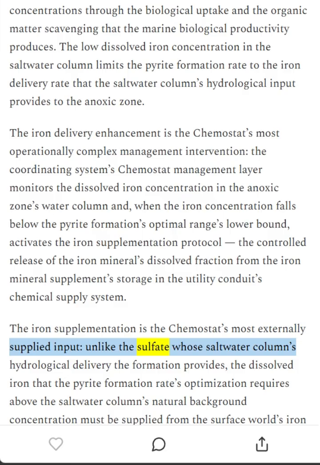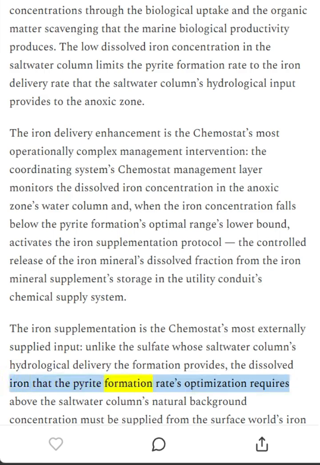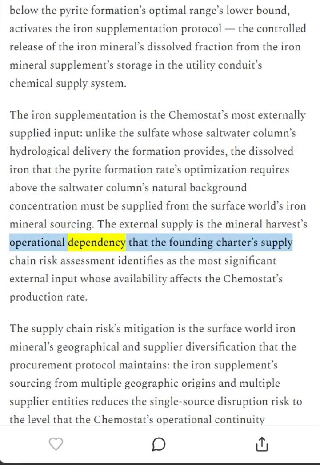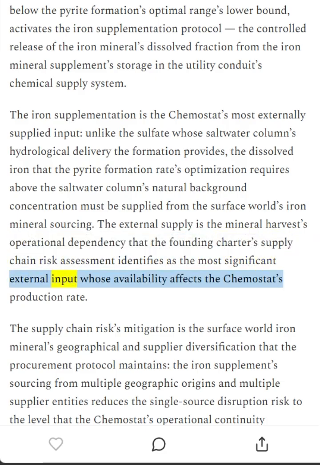Unlike the sulfate, which the saltwater column's hydrological delivery provides, the dissolved iron that the pyrite formation rate's optimization requires above the saltwater column's natural background concentration must be supplied from the surface world's iron mineral sourcing. The external supply is the mineral harvest's operational dependency that the founding charter's supply chain risk assessment identifies as the most significant external input whose availability affects the chemostat's production rate.